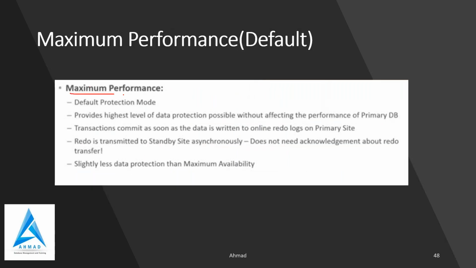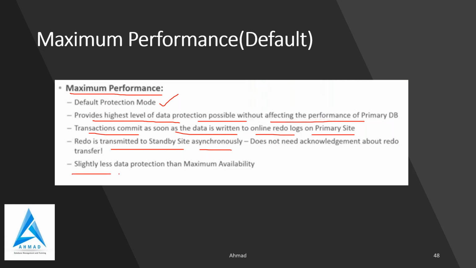And the last, as you said, maximum performance is the default. That is the correct answer. It provides the highest level of data protection without affecting the performance of the primary. Transactions commit as soon as data is written to the redo log on the primary side. Redo is transmitted to the standby asynchronously. No acknowledgement is required. So it gives slightly less data protection than maximum availability.